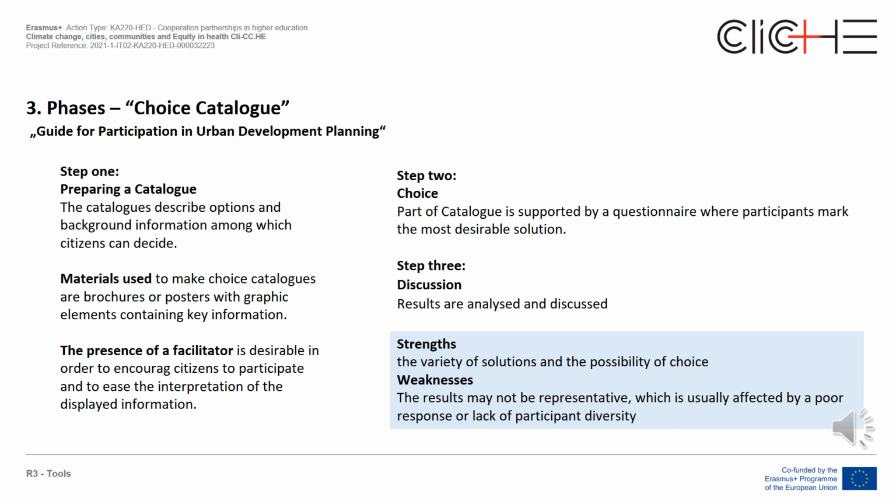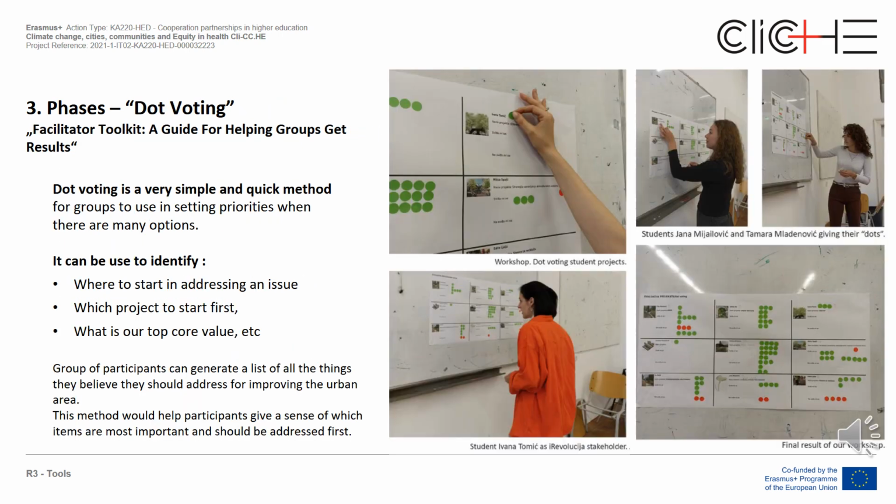Dot voting is a very simple and quick method for groups to use in setting priorities when there are many options. It can be used to identify where to start in addressing an issue, which project to start first, what is our top core value, etc. A group of participants can generate a list of all the things they believe they should address for improving the urban area. They know they can't do it all. This method would help participants give a sense of which items are most important and should be addressed first.